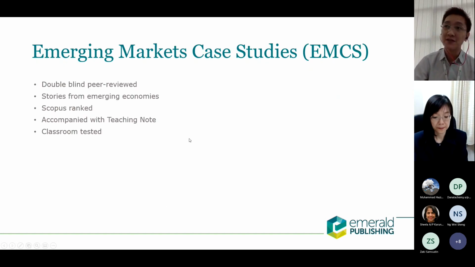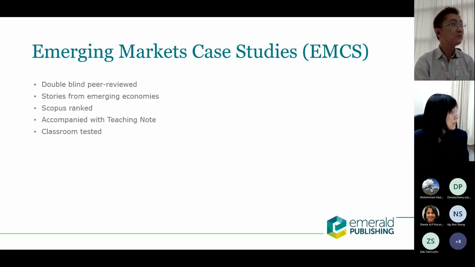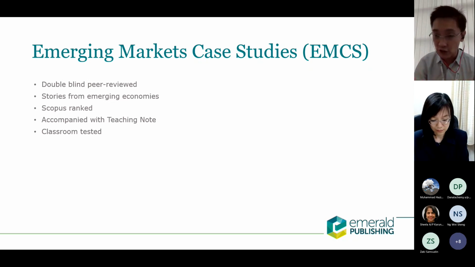The uniqueness about EMCS is that it is a double-blind peer-reviewed case collection. This is important to note, and the cases are all coming from emerging economies. One of the biggest incentives to academics in both Malaysia and Indonesia is that EMCS is also ranked in Scopus. If I'm not mistaken, currently it's Q4 indexed in Scopus. And EMCS is 100% accompanied with a teaching note. The teacher can use the teaching note to prepare before classes. There are questions and answers available for the teacher to use in discussion format, in project assignments, or even in examinations as well.